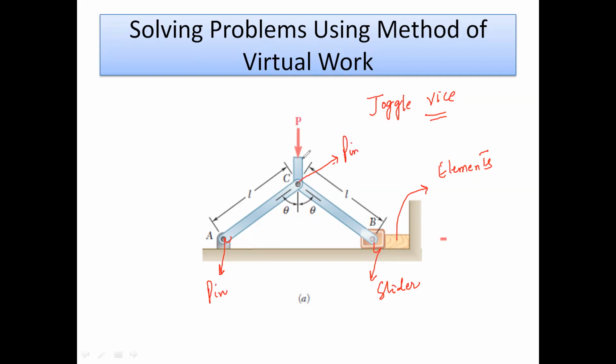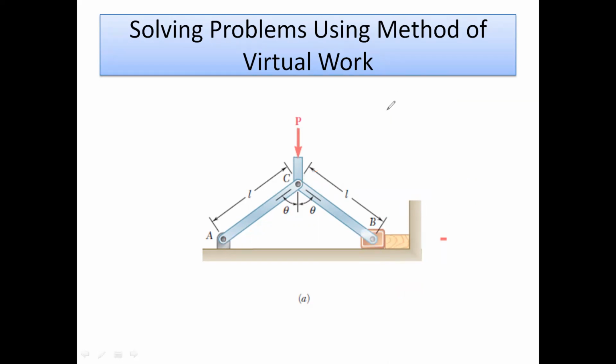So, under the influence of the load P, what happens? The slider moves forward and it compresses, let's suppose, a wooden block. We have a wooden block and the compression of the wooden block takes place. The question is, we have to find how much is the force applied by the slider B on the wooden block. How much is the force? We have to make use of the principle of virtual work.